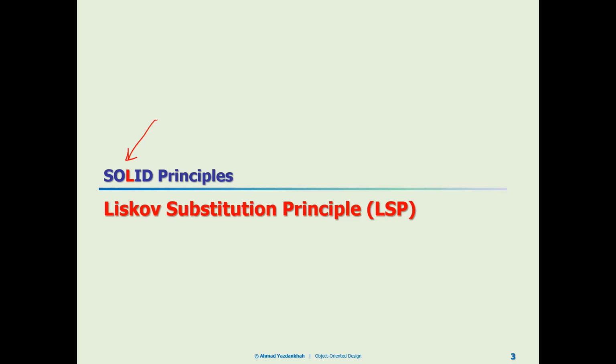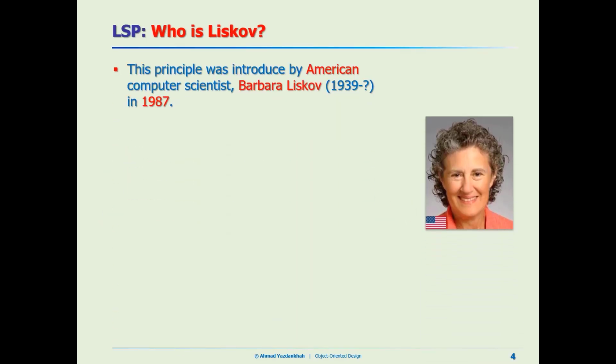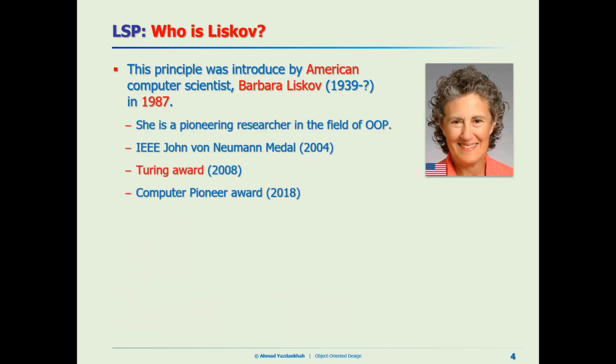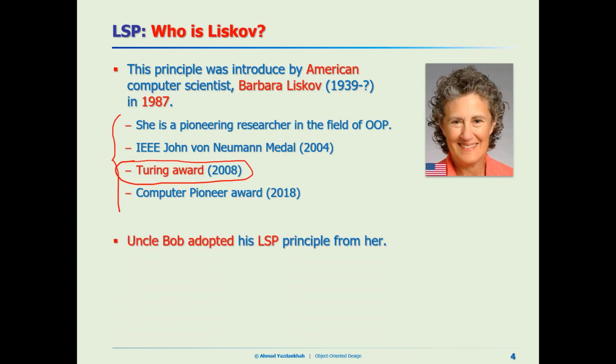Okay, so since Liskov is a name, let's first start with the question: who is Liskov? Liskov is actually Barbara Liskov. She is an American computer scientist and she introduced this principle in 1987. She's a great computer scientist, as you see her achievements here. Maybe the most important one, as far as I know, is this Turing Award that she won in 2008. As you might know, the Turing Award is equivalent to the Nobel Prize for other sciences. Okay, and Uncle Bob adopted this LSP principle from this lady.